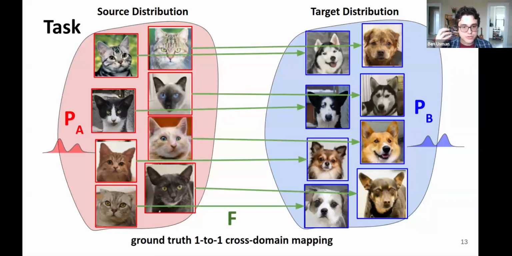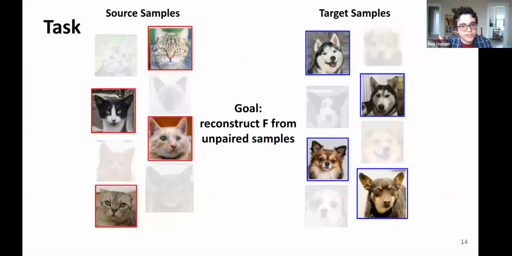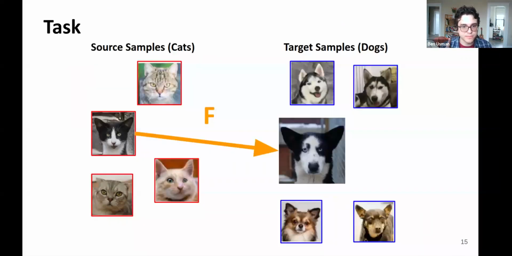So to clarify, this exact picture correspondence that I show here is completely made up by me for illustration purposes, since we do not know the ground truth cat to dog mapping in real life. So according to this formalization, in the most simple one-to-one case, given independently drawn samples from these two distributions, our goal is to recover the original function f as well as possible.